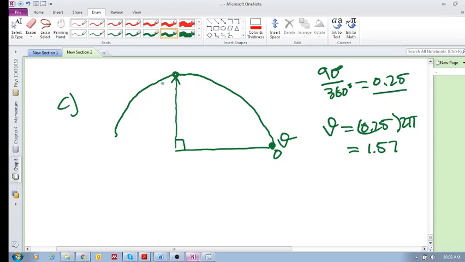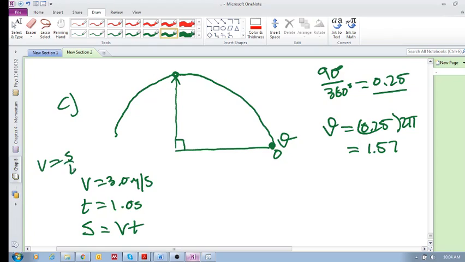So if we know that it's going at 3 meters per second and it travels for 1 second, then we know that this arc length is equal to, remember, Vt. Remember, V is s over t. Velocity is distance over time. So s, arc length, is velocity times time. So that's 3 meters. So it travels another arc length of 3 meters past 90 degrees.